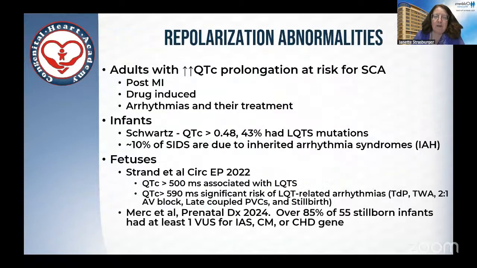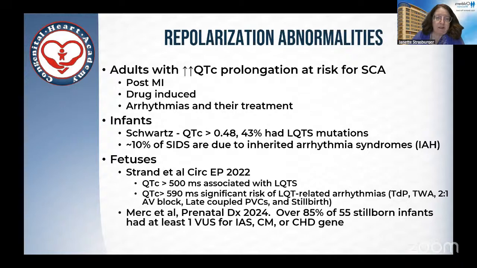So it's not just depolarization abnormalities in the adult, child, and fetus that impact survival. It's also repolarization abnormalities. And in the interest of time, I probably won't go through each of these, but Dr. Schwartz showed that in babies that had a QTc longer than 480, 43% of those had long QT mutations, and about 10% of SIDS are related to this as well.